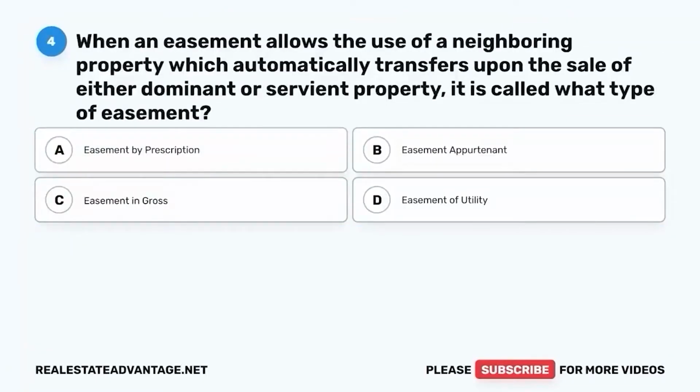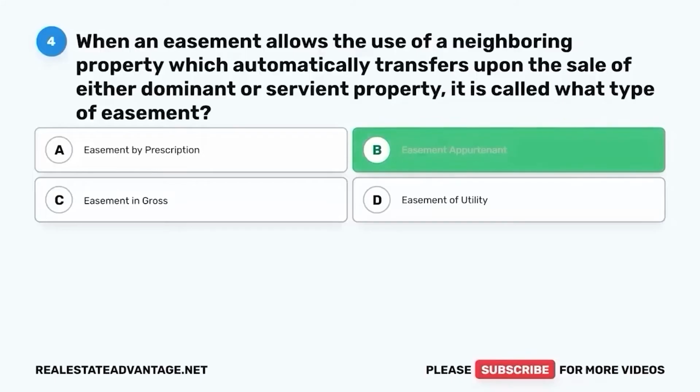Question 4. When an easement allows the use of a neighboring property which automatically transfers upon the sale of either dominant or servient property, it is called what type of easement? A. Easement by prescription. B. Easement appurtenant. C. Easement in gross. D. Easement of utility.